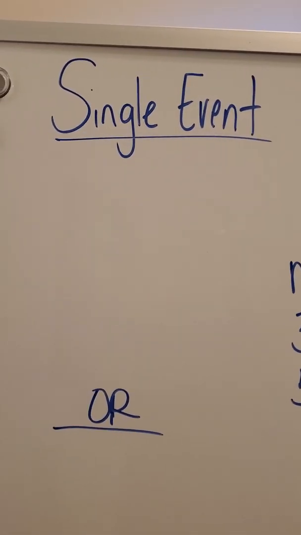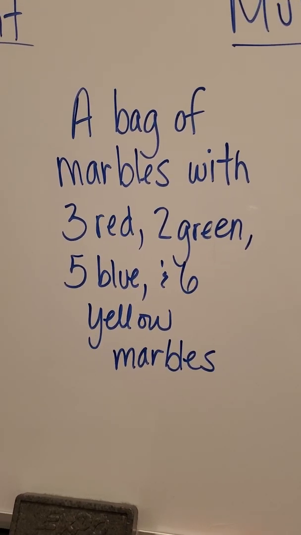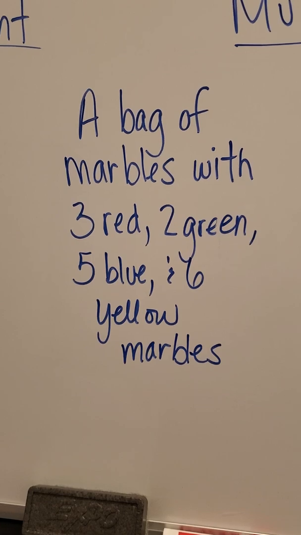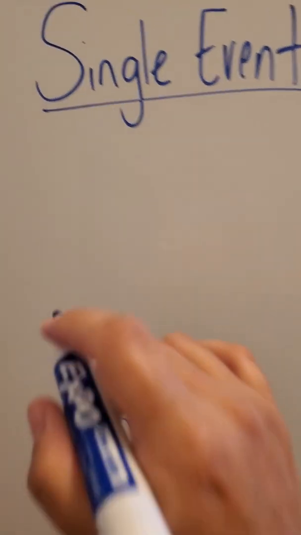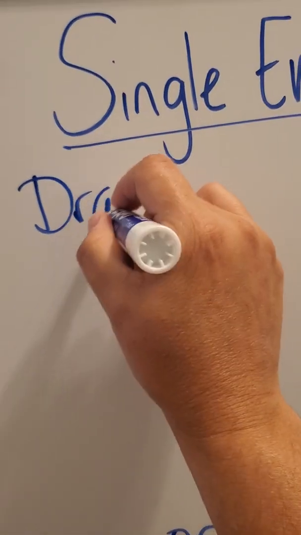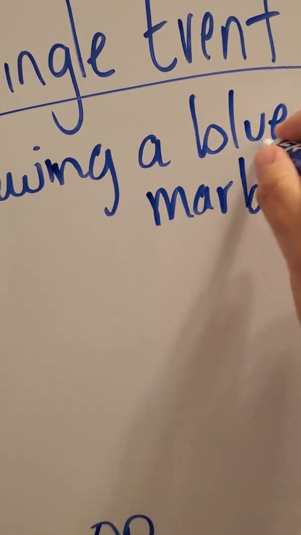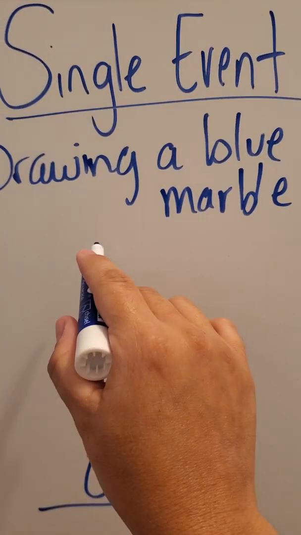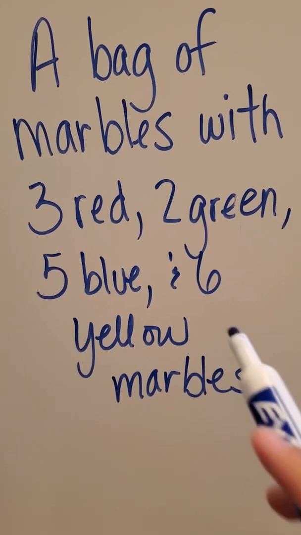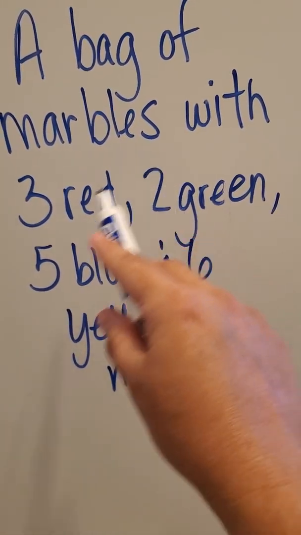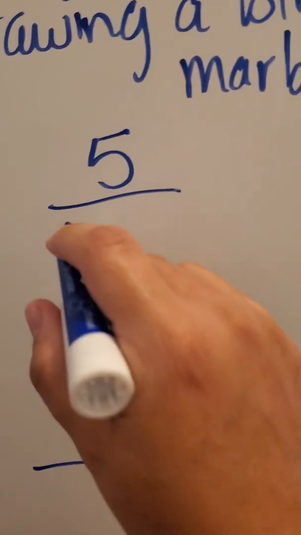So what do you think the probability would be of drawing out a blue marble? Okay, so when we do a single event, we want to do how many of that color? So we said blue, right? So drawing a blue marble. So we will say there's 5 blue, and then we have to put it over how many marbles we have all together. So 5 and 6 is 11, 13 and 3 is 16, right? So I have 16 total.